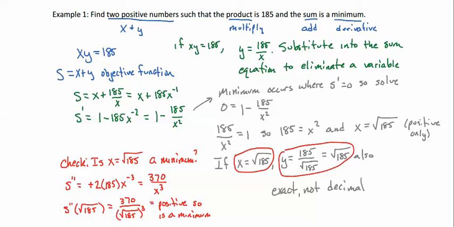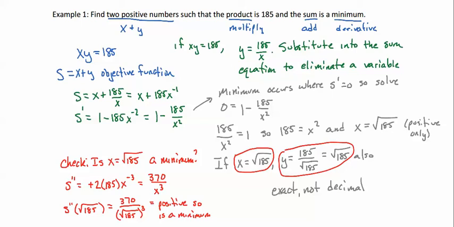We know that the product is 185, so x times y equals 185. And we know that x and y are positive, so we've determined our domain. Now, my objective function, s equals x plus y, has two variables. That's not okay. We can't take the derivative of something with two variables. So we go back to our secondary equation.